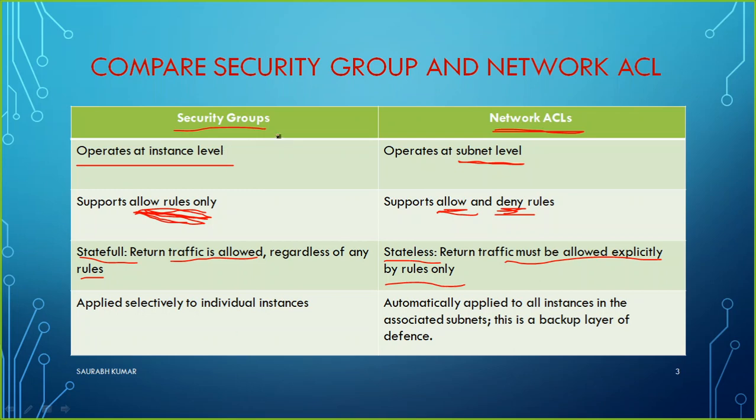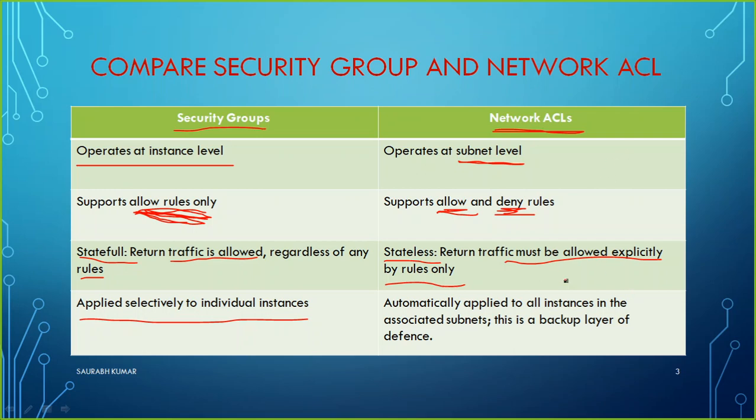Then the last point about security group is it's applied selectively to the individual instance. You can specifically set it for a specific individual instance. For example, I make one security group where I have allowed port number 22, especially for the Linux machine. And then I have made a separate security group where I have allowed only RDP and HTTP, for example, for the Windows machine. So that is possible.